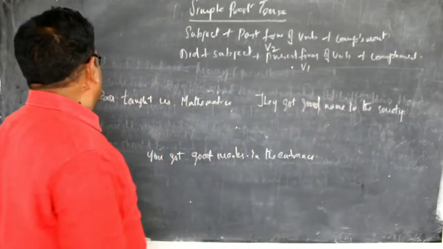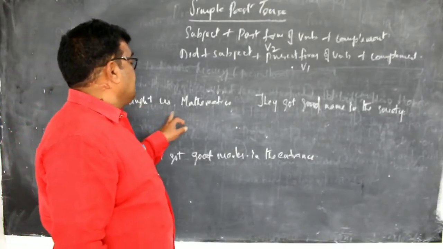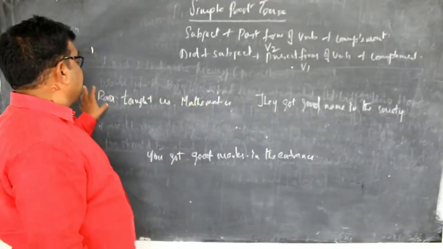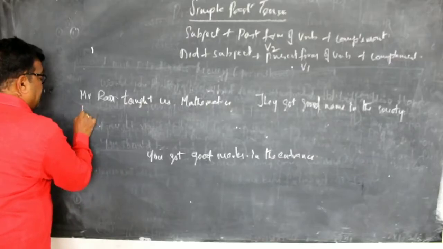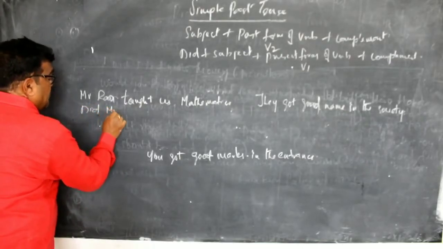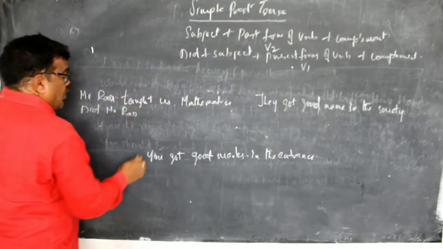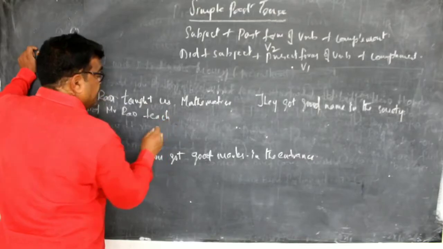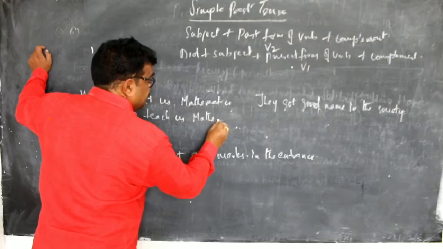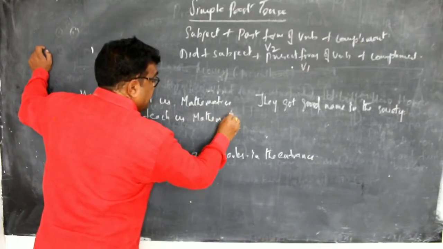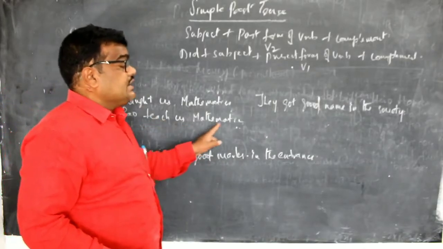We shall take examples. Here, Mr. Rao taught us mathematics. This is a simple past statement. We have to change it to a question. First, you write did. Subject, Mr. Rao. The present form of the verb taught is teach, us mathematics. Here, did Mr. Rao teach us mathematics?